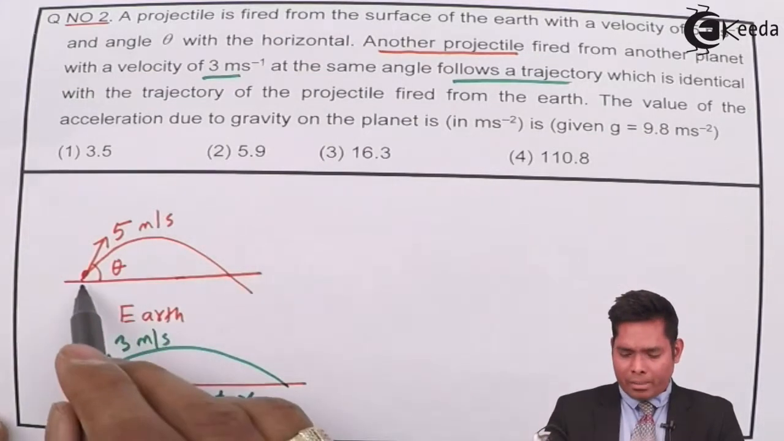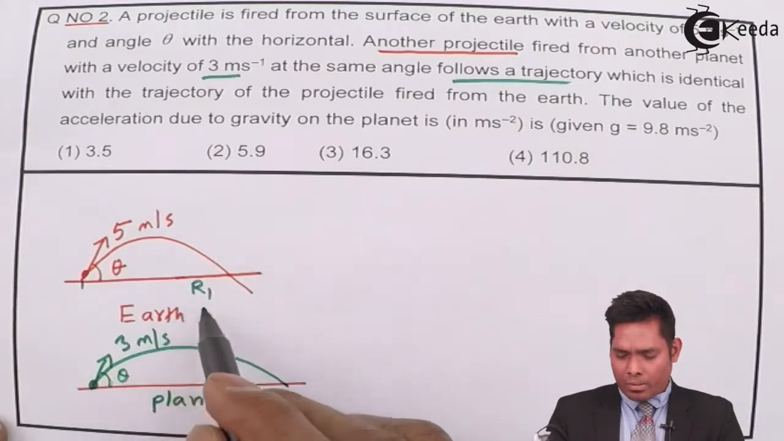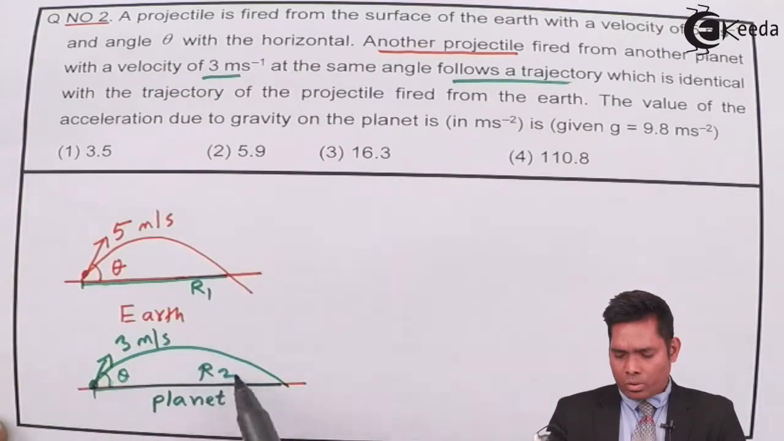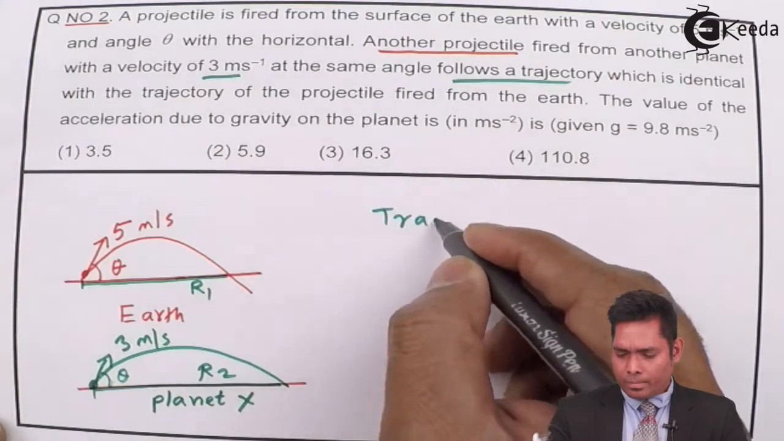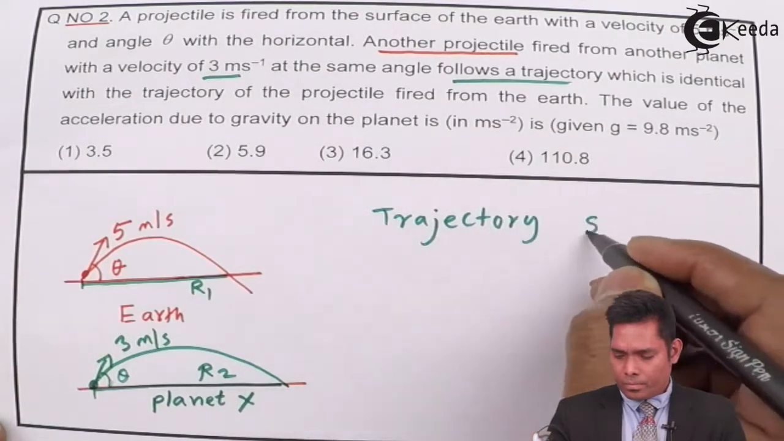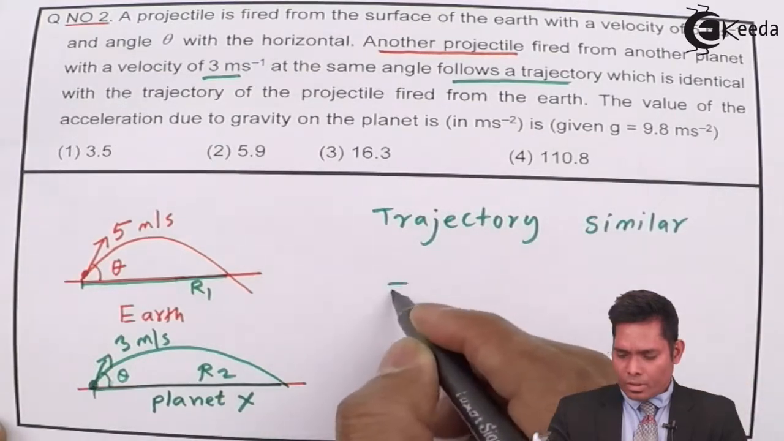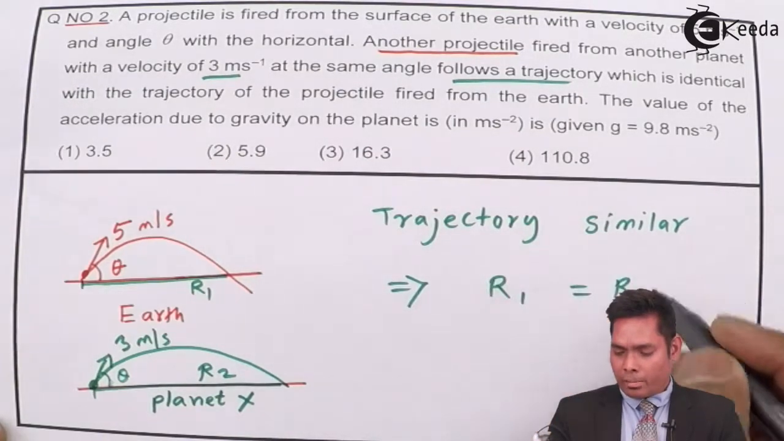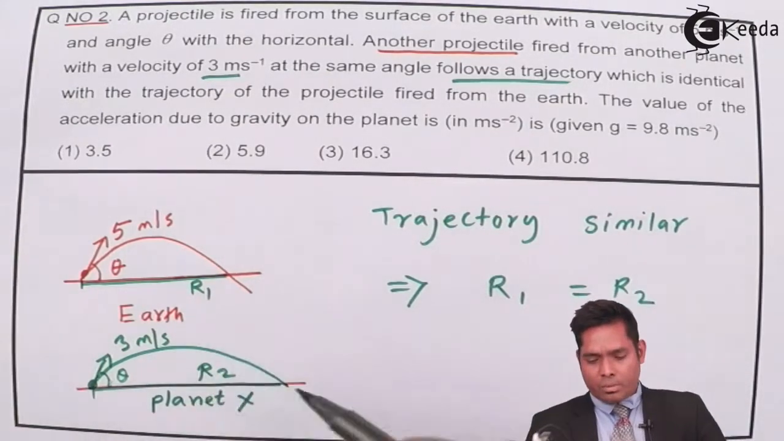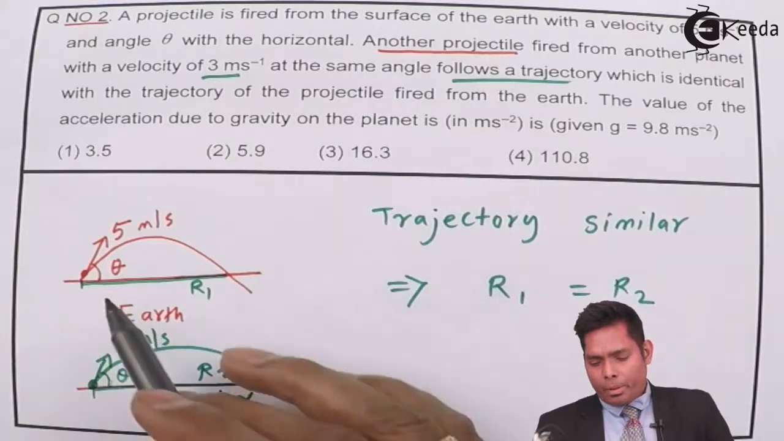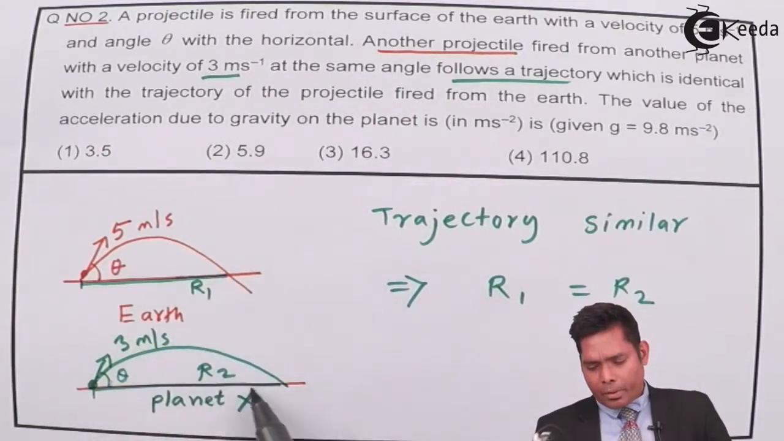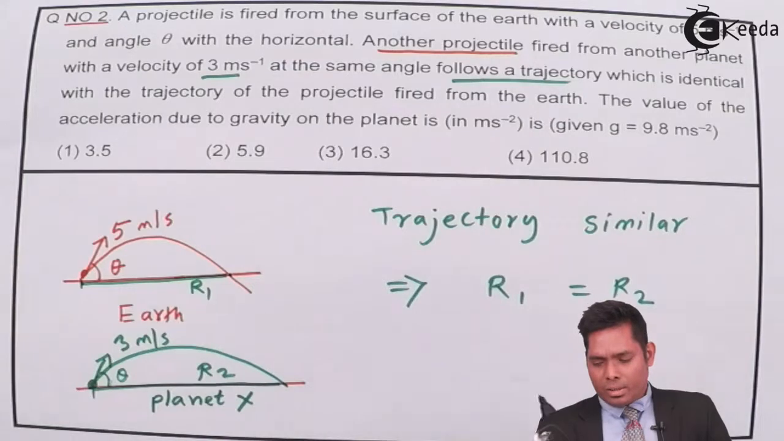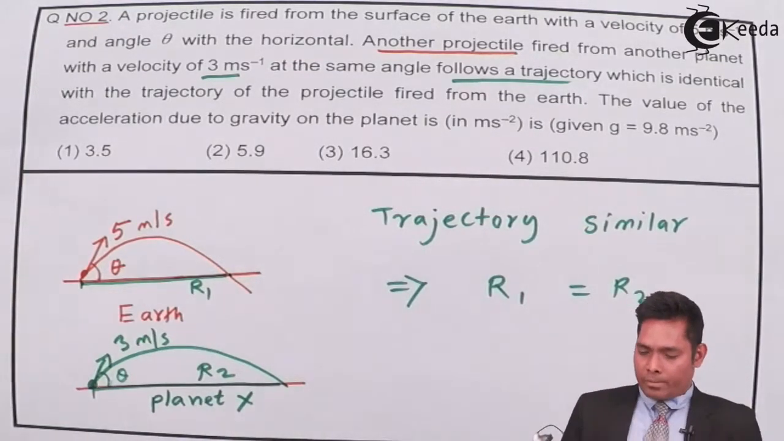So trajectory being identical means that the range over here, suppose it is R1, the range from here to here, and here to here it is R2. So trajectory similar implies that the range will be the same for Earth and the planet X, because they have to follow the same trajectory, so they will land at the same point. So the distance from the point of projection to the point where it lands must be the same in both cases. This is the conclusion that you can draw from here.